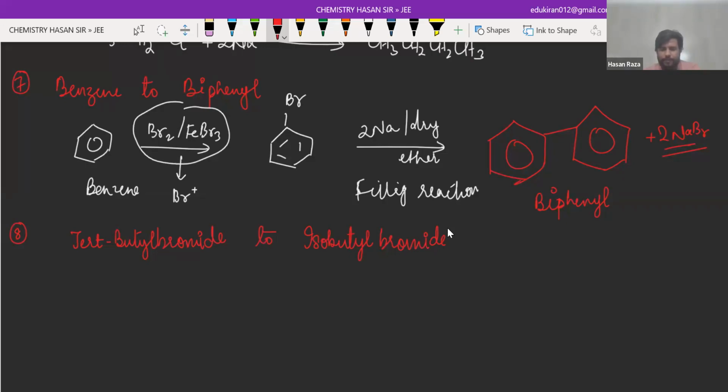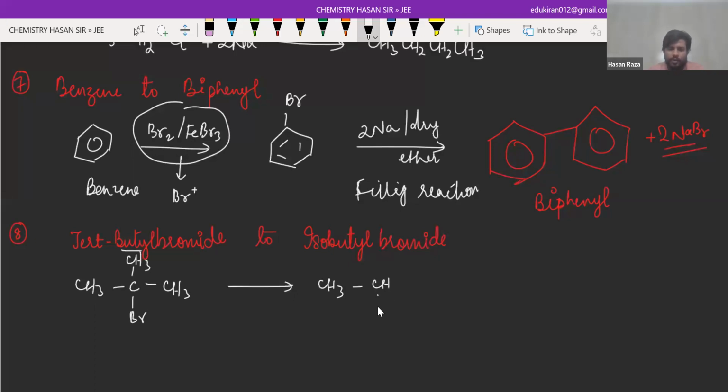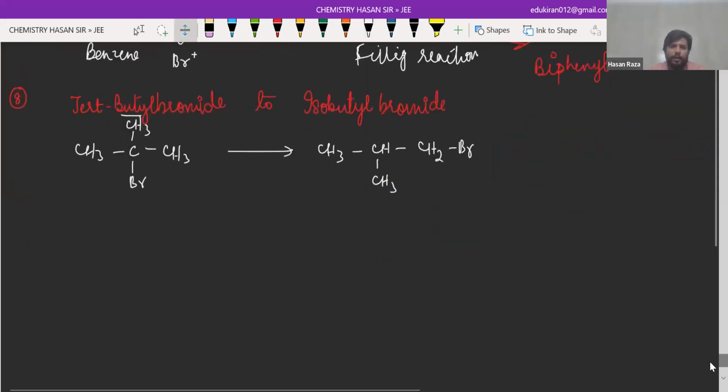Are you done with this? Very good. First of all, butyl means 4 carbon total, and it should be tertiary, that means 3 degree. So this is your tertiary butyl. And isobutyl should be secondary. So you need to convert it into this CH3, CH, CH3. This is your isobutyl. Secondary carbon is there. Now, how are you going to convert it?